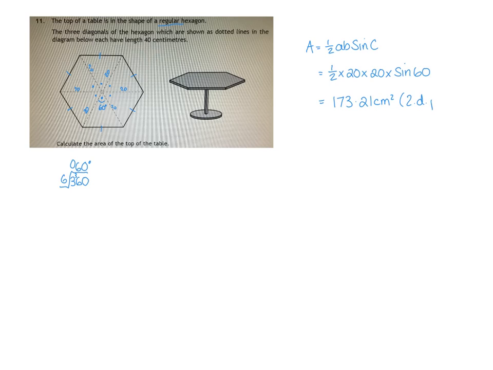So that's the area of just one of those triangles, but we've got 6. So the area of the hexagon is 6 times 173.21, because we've got the 6 triangles, which gives us 1039.26 centimetres squared. And that's our answer.